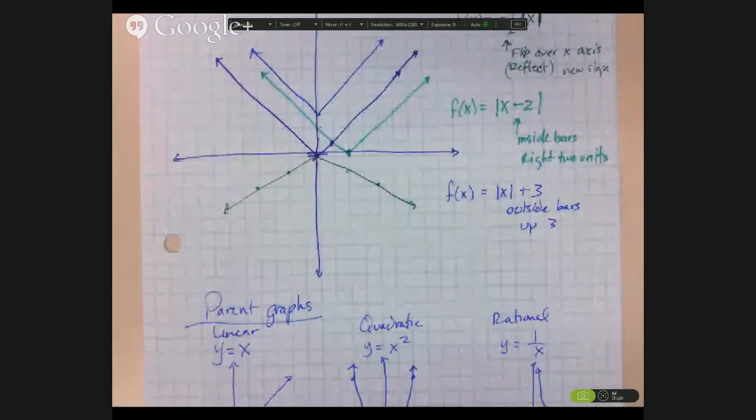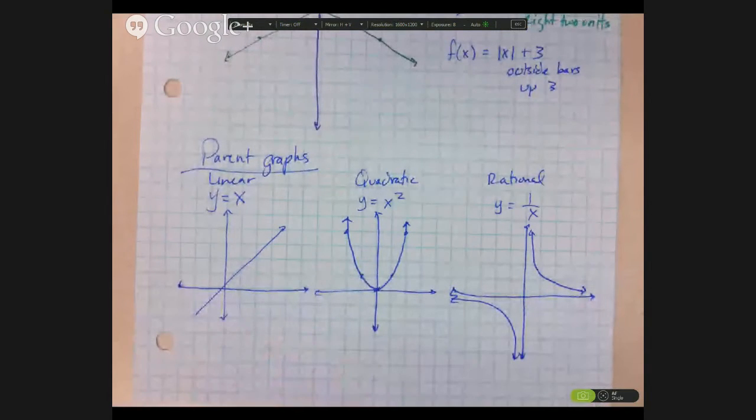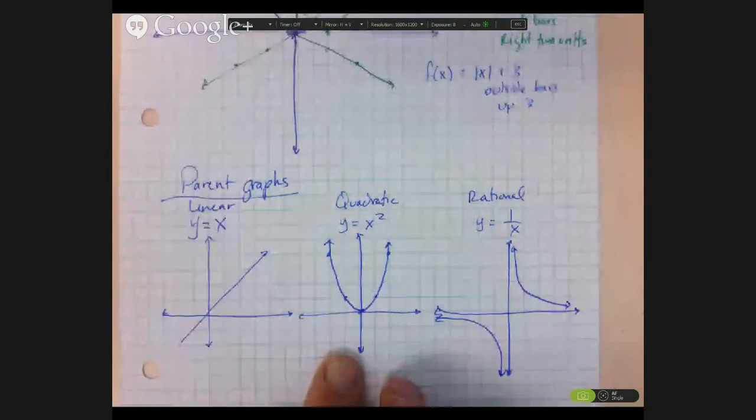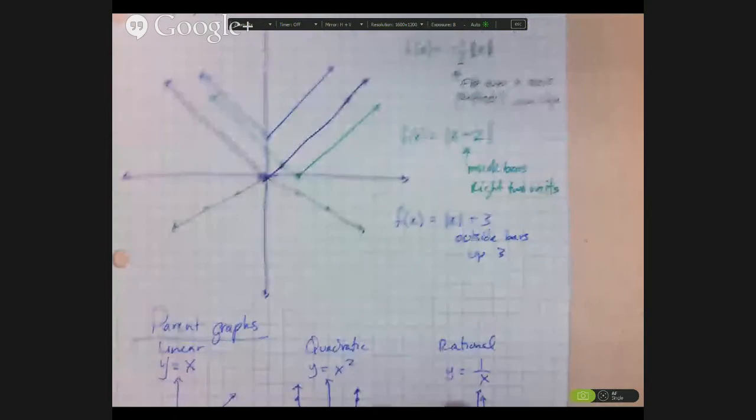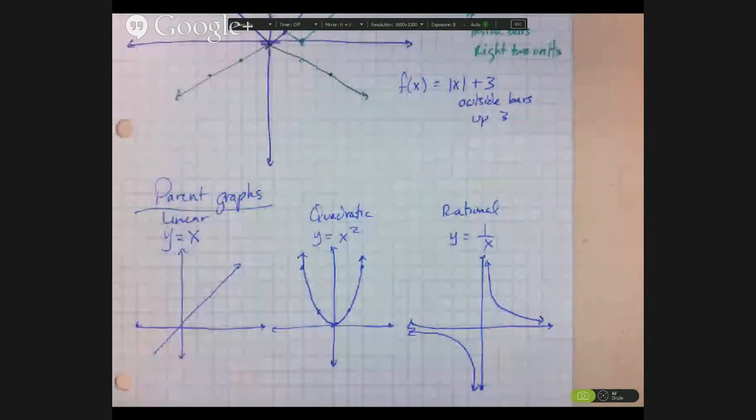We just went through that, Logan. These are the parent and child relationship. Okay. These are parent graphs. The children are results of shifts, translations, reflections, etc. So you have the parent and the child.